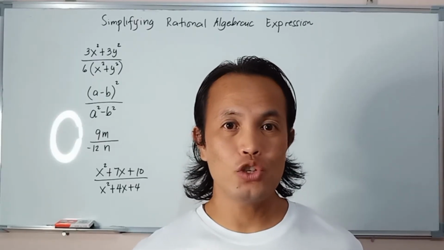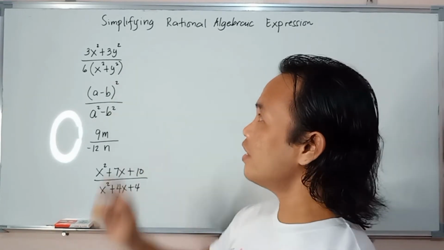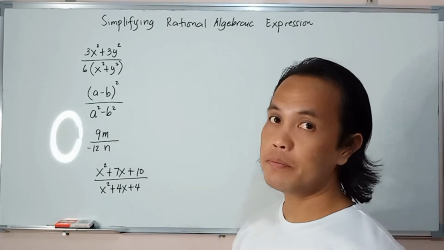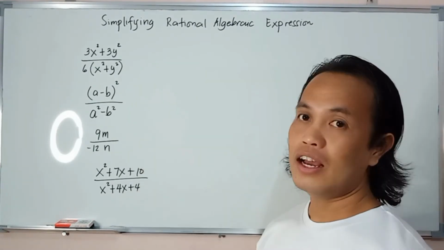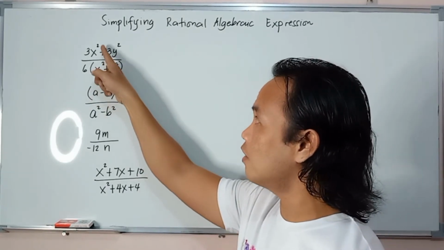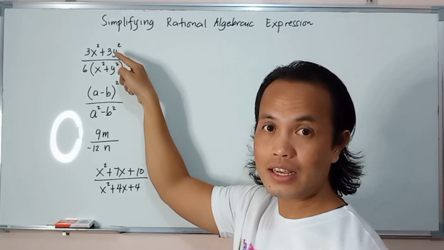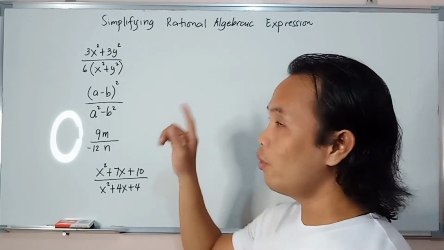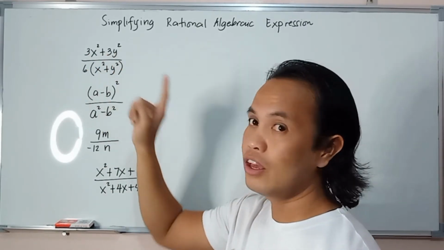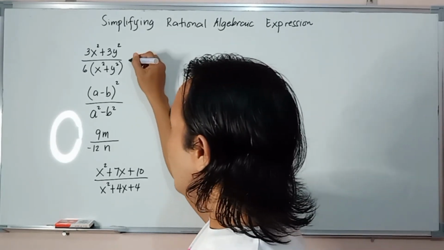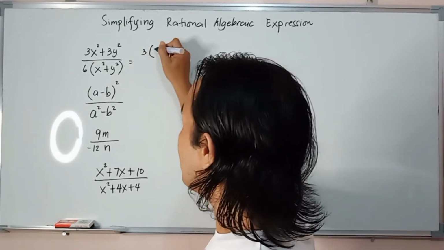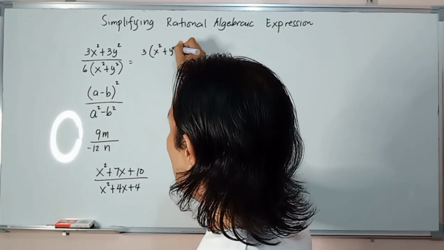So now let us proceed to our next example. We are given 3x squared plus 3y squared over 6 times x squared plus y squared. Again, as you can see, the numerator involves a binomial. We have 3x squared as the first term, and 3y squared as the second term. So what we need to do here is simply factor out the common monomial factor. In this case, we have 3 and 3. So when we factor out the common factor, which is 3, what remains inside the parentheses shall be x squared plus y squared.